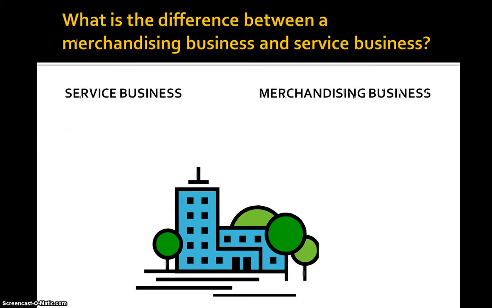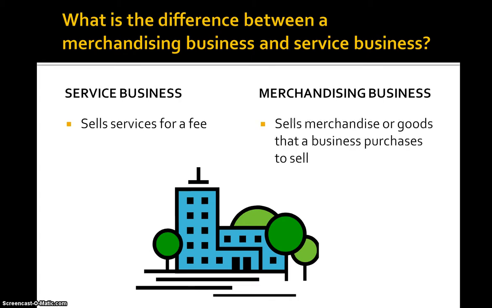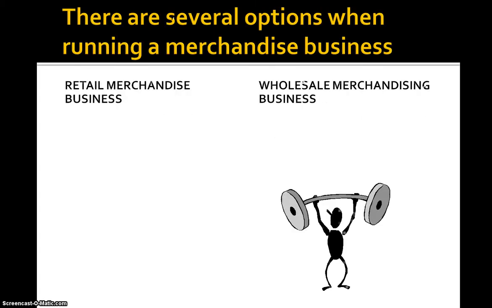So in this chapter, we're talking about a corporation. That's the new type of business that we're dealing with, owned by many, many different shareholders. And this corporation is a merchandising business. There's a couple differences between a business that sells services and one that sells merchandise. Businesses that sell services for a fee. Merchandise is when you buy something and then you sell it for a profit.